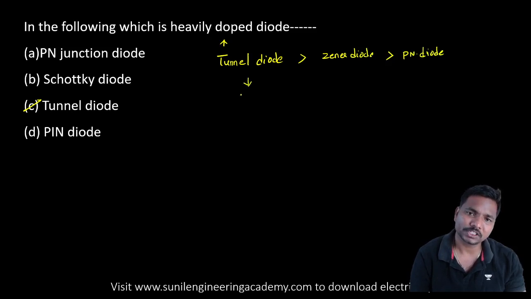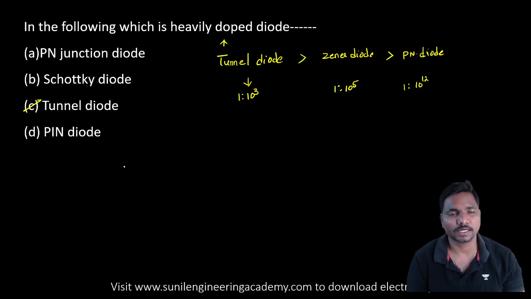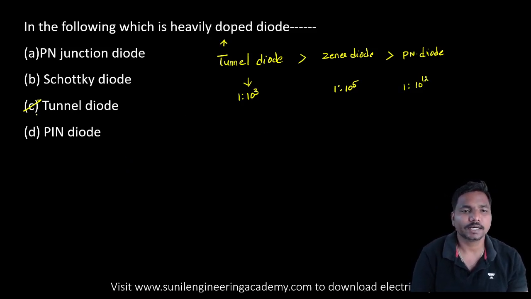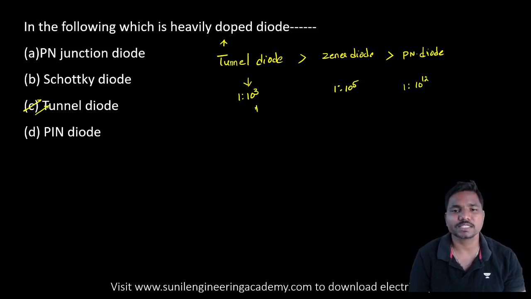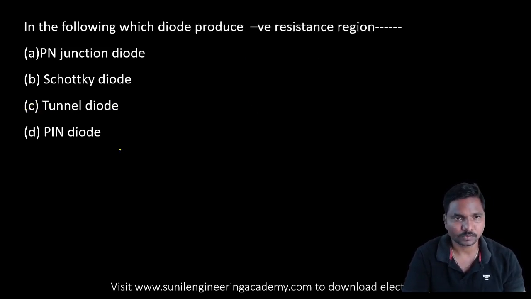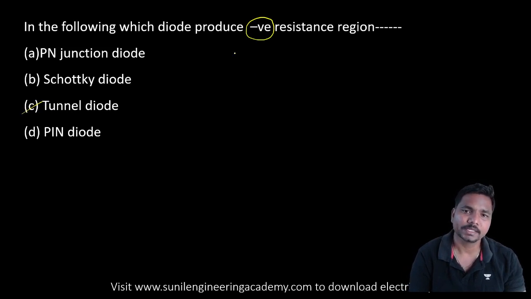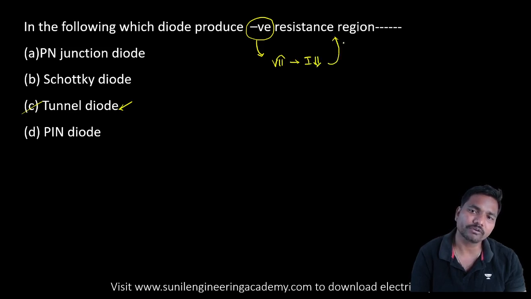Here the doping concentration is 1 in 10 power 3, here 1 in 10 power 5, here 1 in 10 power 12 or 10 power 13, like that. So here the tunnel diode is there. Because of this heavy doping, tunneling will happen. Which diode produces a negative resistance region? Very important question: the tunnel diode produces the negative resistance region. What is this negative resistance region? As voltage increases, the current decreases, then you can say that is negative resistance.